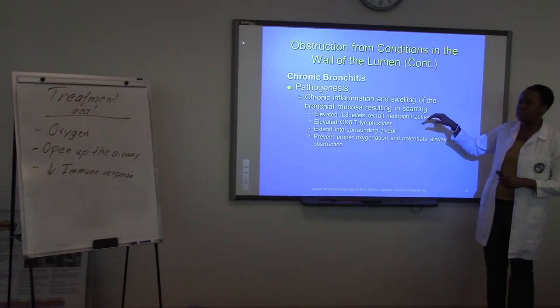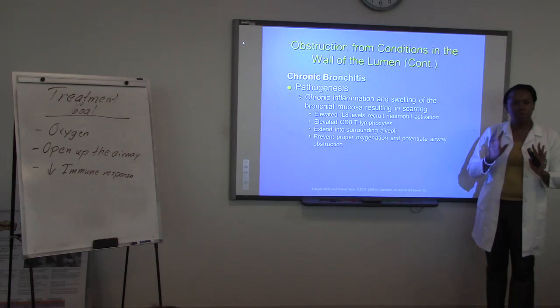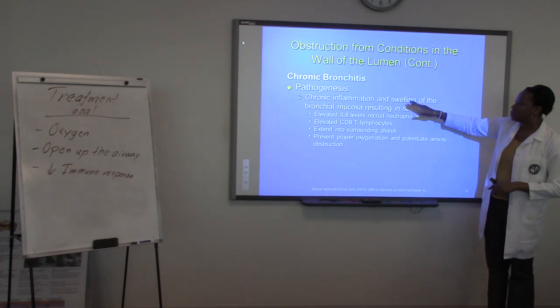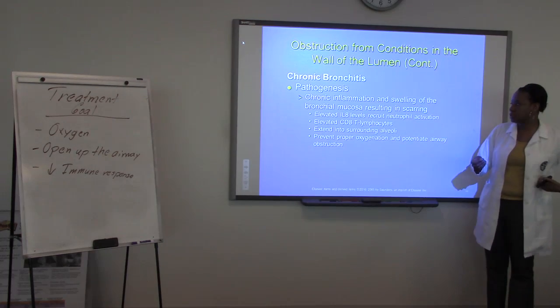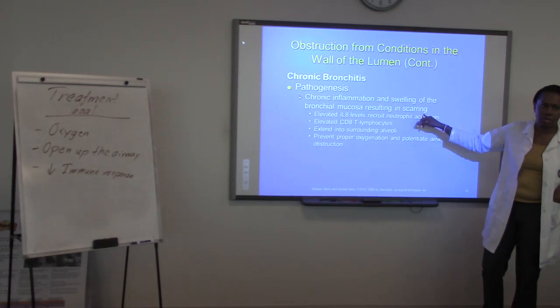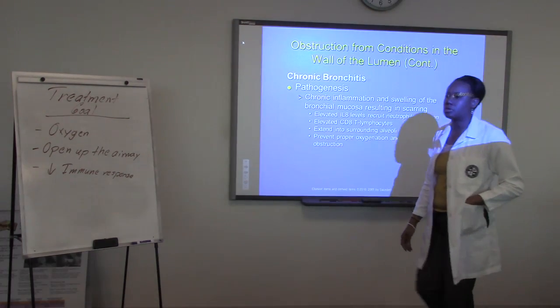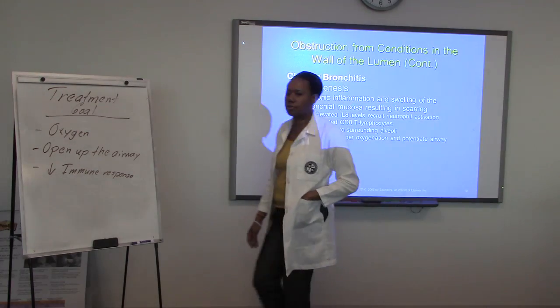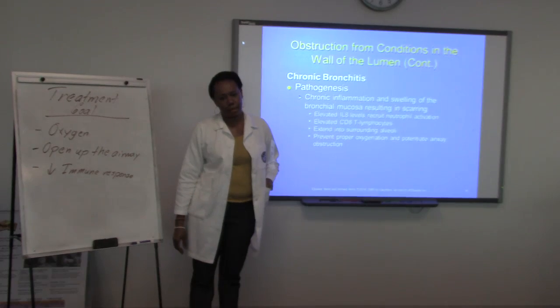So what happens is almost the same kind of pathogenesis as asthma, but with a few little differences. They will have chronic inflammation and swelling of the bronchial mucosa resulting in scarring. Please make sure you highlight scarring. Please understand that once we have scarring, that is irreversible. This is why we call this damage irreversible. Once the epithelium is scarred, there's no turning back. You can't reverse that.